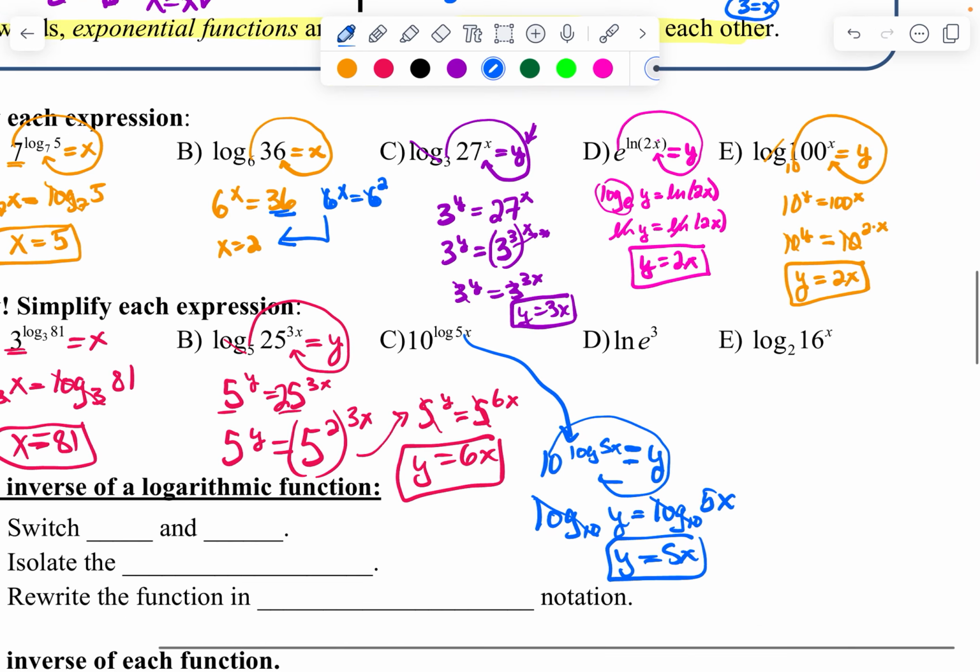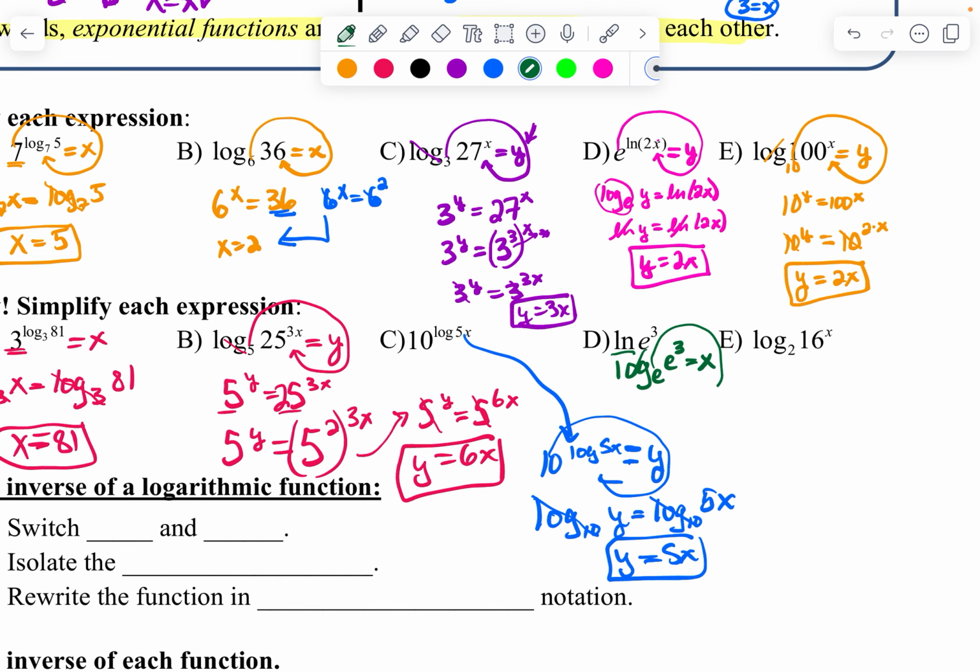Okay. Next one, it has a log here, so I'm going to turn it into an exponential. Before I can do that, though, I need to rewrite natural log as log base e, and e to the 3. I'm going to make that equal to x since there isn't one in the problem. So now I can get rid of the log and go e to the x equals e to the 3. The e's cancel out, and x equals 3.